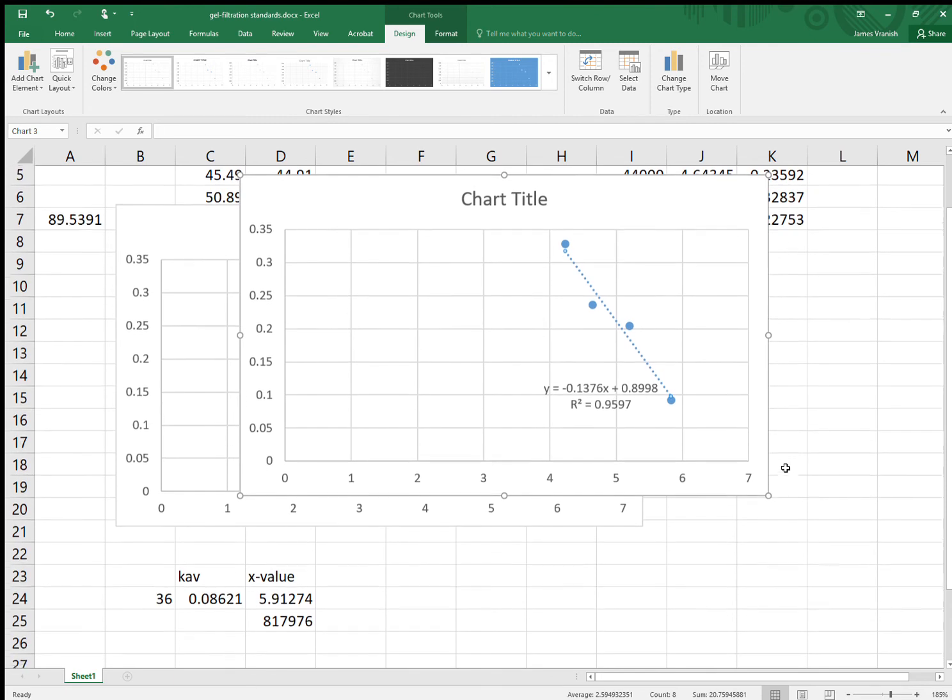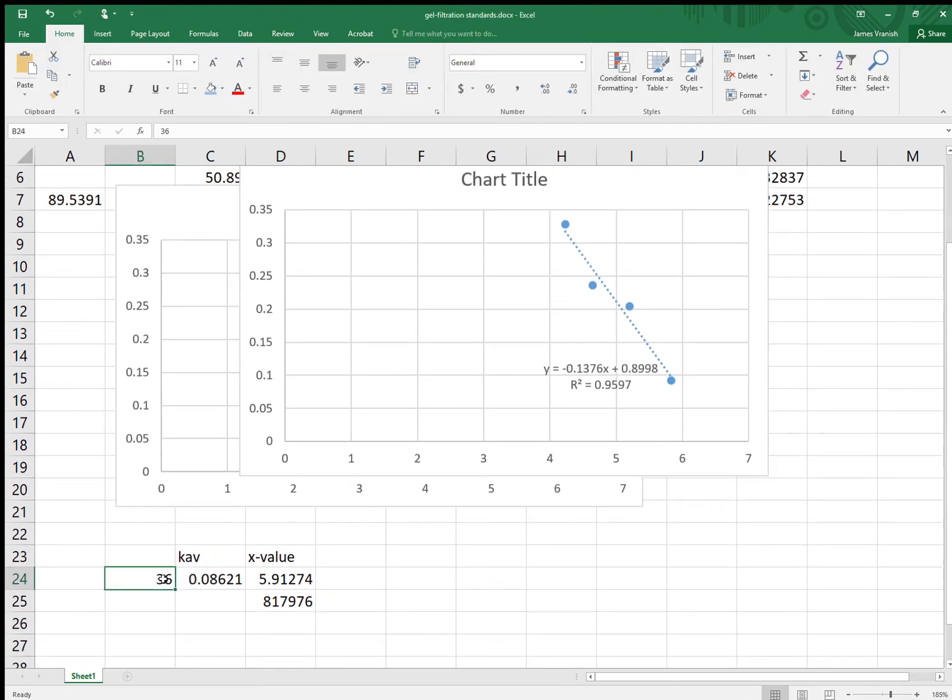Now, I'm going to make up a peak elution. I gave you guys also, for each group, the elution volume for your sample. So what we're going to do is based on the elution volume of your sample. This 36 down here is one that I'm just making up. You're going to first calculate a K-av value for that, which will give you your Y value. Once you know the Y value, you're going to use this equation to determine what the X value is that corresponds to that.